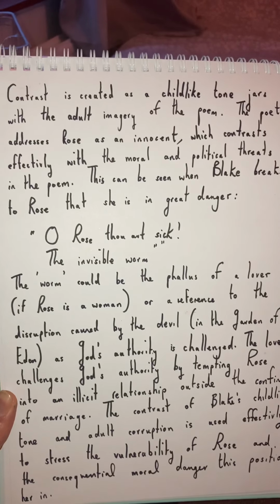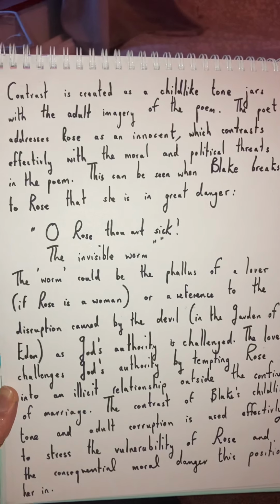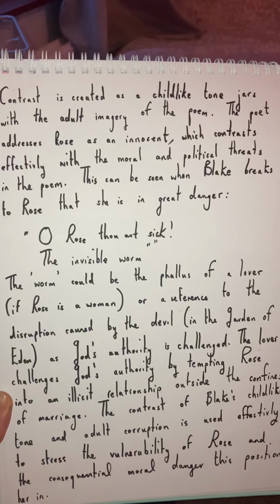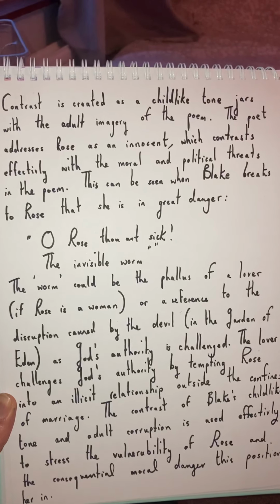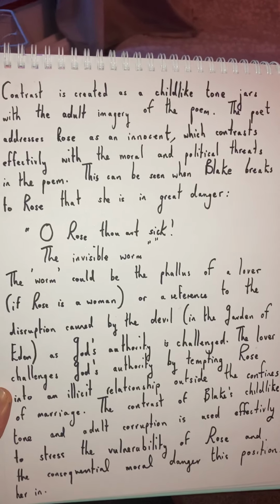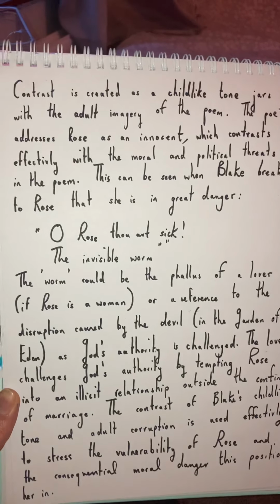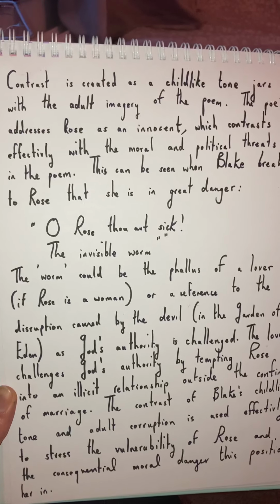So I'm starting off with a topic sentence that highlights I'm looking at tone. I don't say how, but I just say it's tone in contrast with imagery. So the next point is where I make my point. What on earth is all this about? The poet addresses Rose as an innocent, which contrasts effectively with the moral and political threats in the poem.